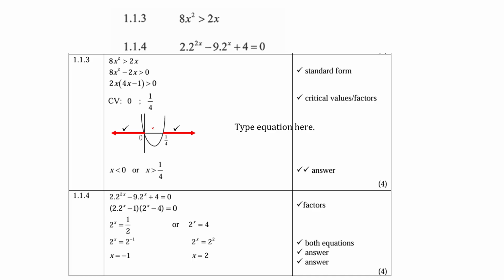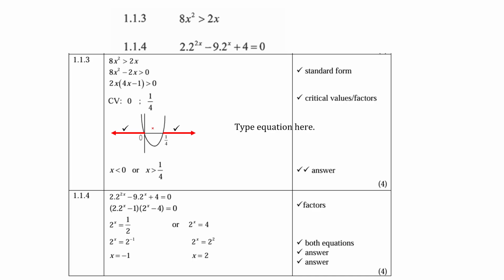So now we draw the number line, and now we test values around 0 and a quarter. If you take any value to the left of 0, you will see it will satisfy the inequality. If you take values between 0 and a quarter, it will not satisfy the inequality. And if you take a value greater than a quarter, then it will satisfy the inequality. So therefore it is a split answer. So x < 0, or x > 1/4. Then 1.1.4, your exponential equation.